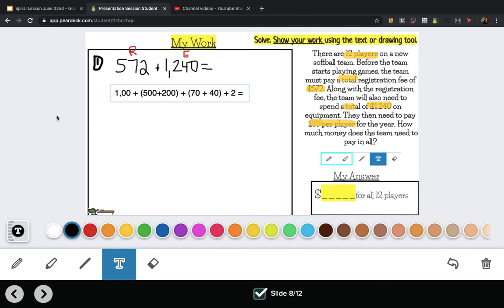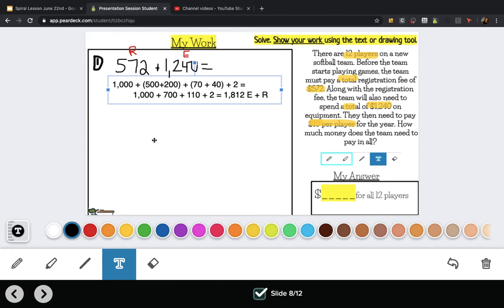So I know that 500 plus 200 is going to get me 700. And then 70 plus 40, 110 plus the 2. And then I have to add the 1,000 here. And that's going to give me my total. So that gives me a total of 1,812. So that is for E and R, for the registration fee as well as the equipment fee.